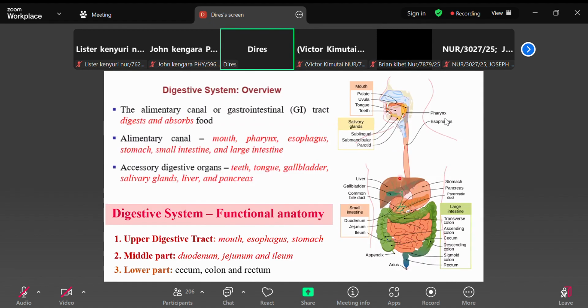Let me ask you a question if you understand. Sigmoid colon is part of the alimentary canal. Is the statement true or false?